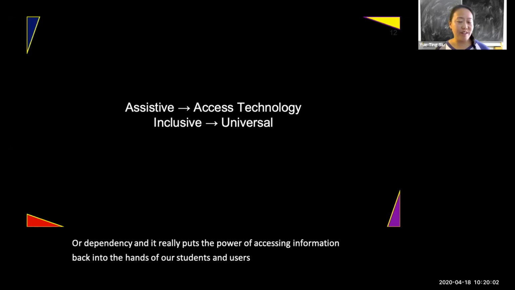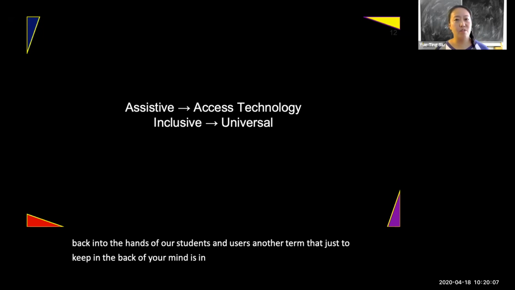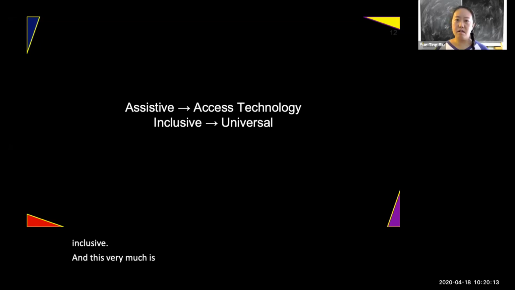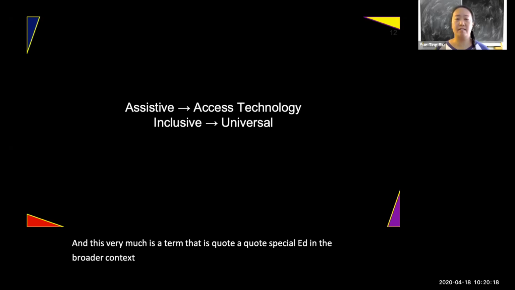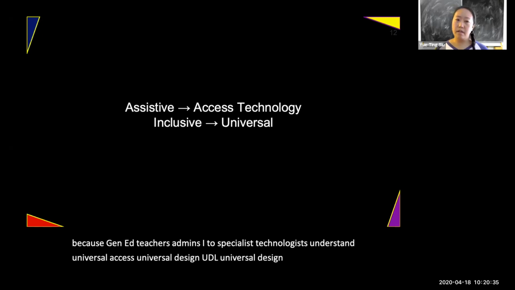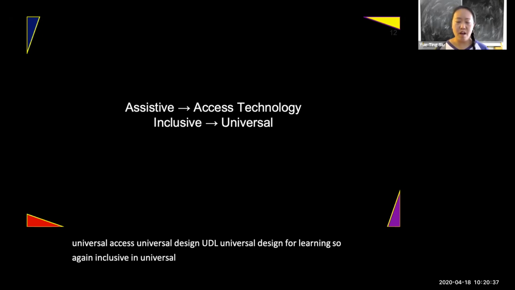Another term to keep in the back of your minds is, in special ed, we often use the term inclusive. And this very much is a term that is, quote unquote, special ed. In the broader context, the term universal access is more often used. And I feel that by using universal rather than inclusive, you get better buy-in because general ed teachers, admins, IT specialists, technologists understand universal access, universal design, UDL, universal design for learning. So again, inclusive and universal are also interchangeable, but I do like universal to help get that greater buy-in.